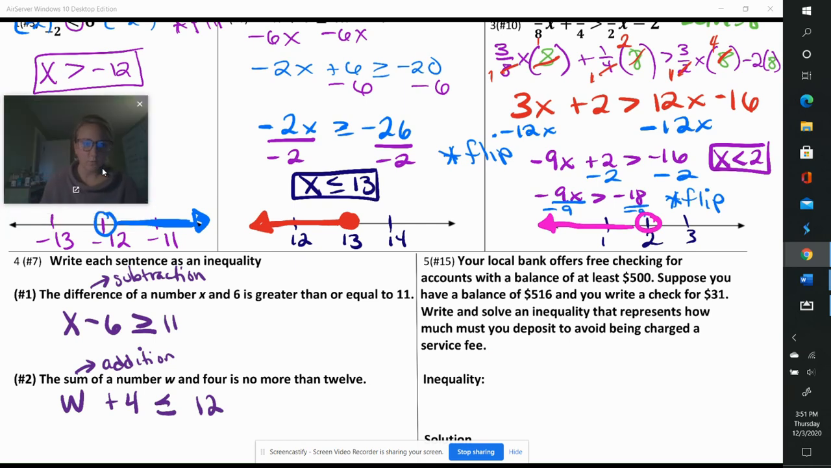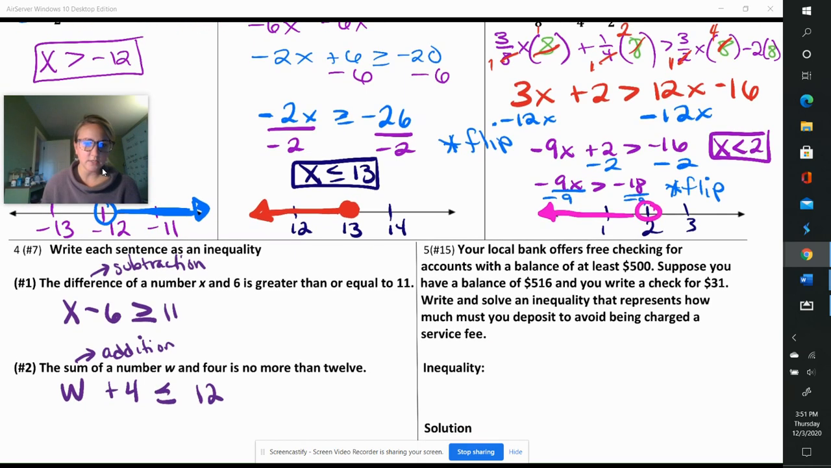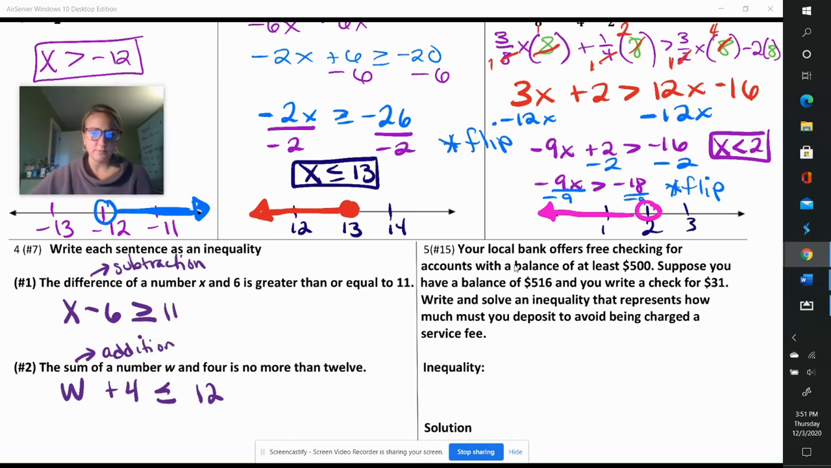Okay, and last up we have a word problem. We're just going to write the inequality as we read. Your local bank offers free checking for accounts with a balance of at least $500. Suppose you have a balance of $516 and you write a check for $31. We want to write and solve an inequality that represents how much you must deposit to avoid being charged a service fee.